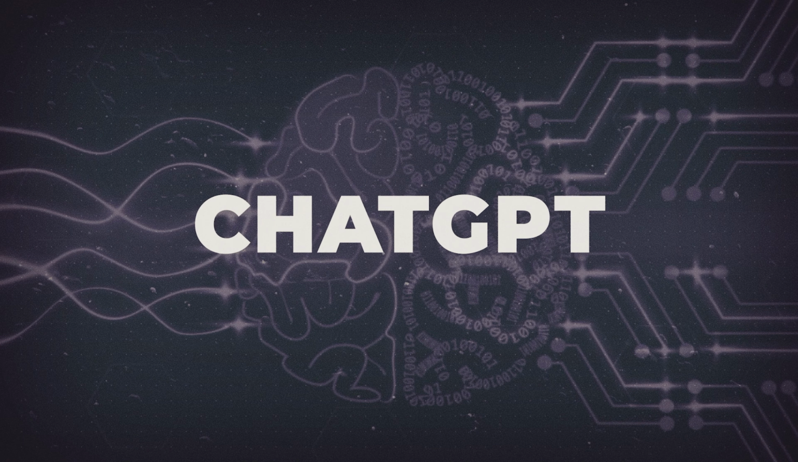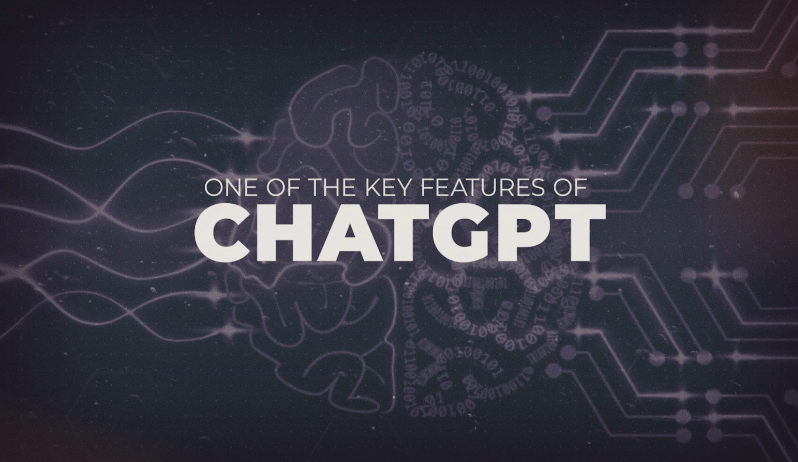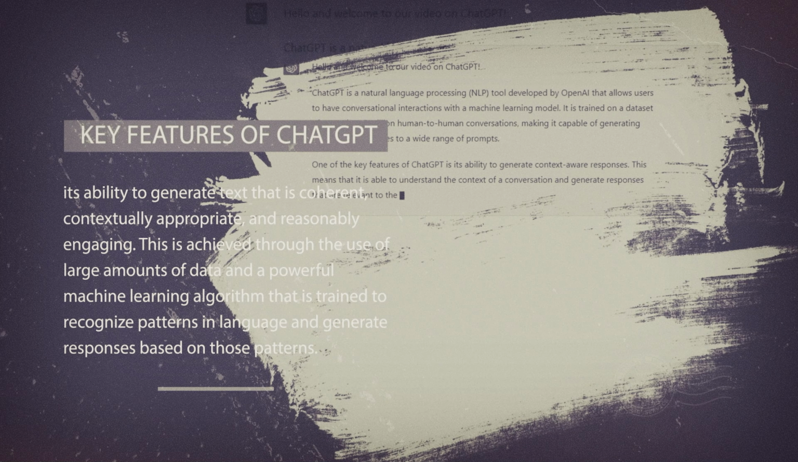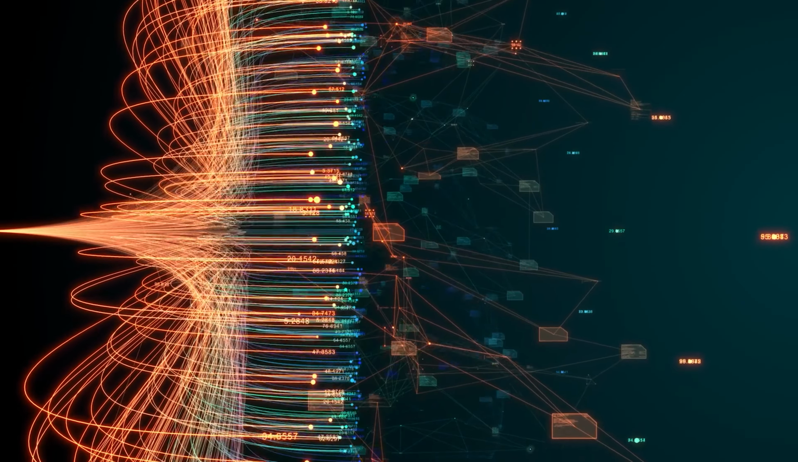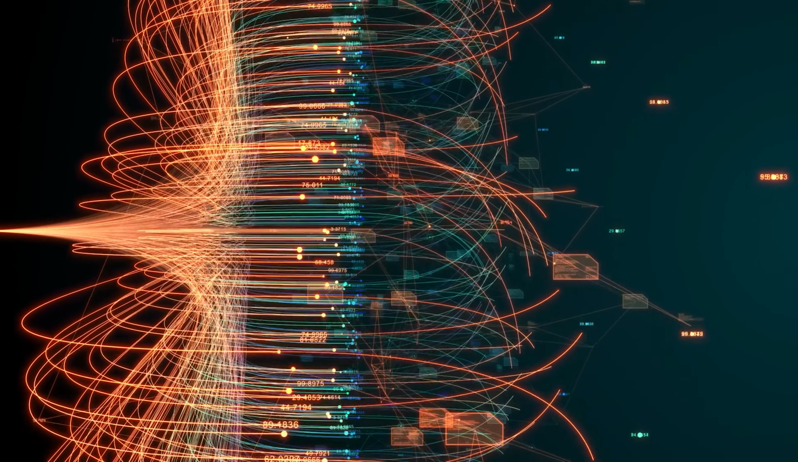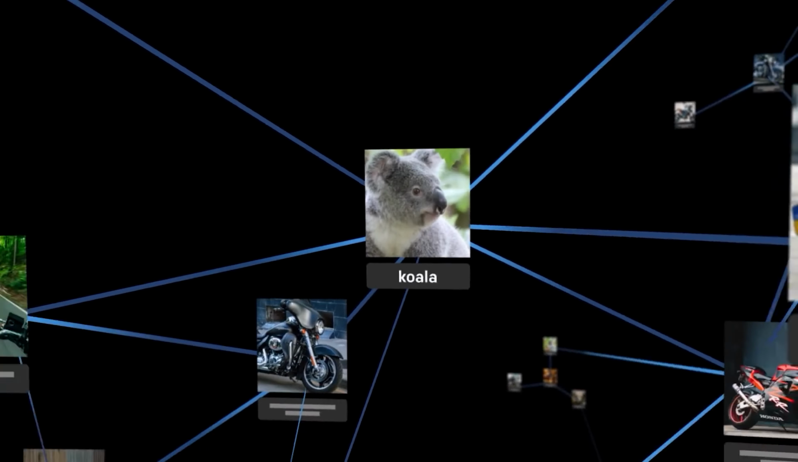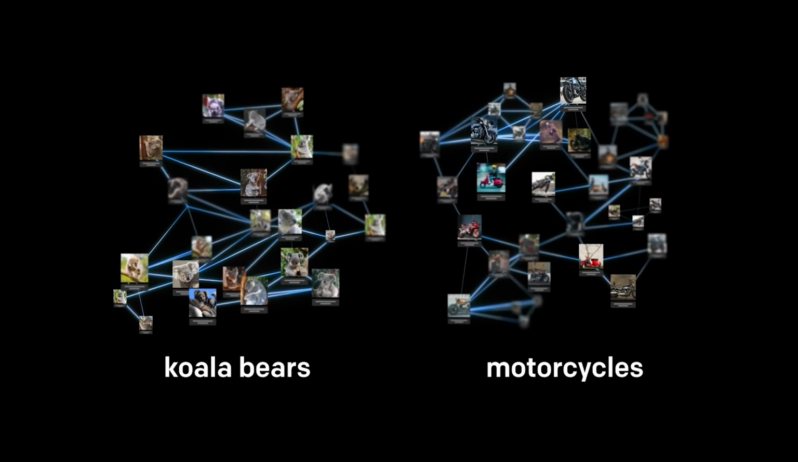One of the key features of ChatGPT is its ability to generate text that is coherent, contextually appropriate, and reasonably engaging. This is achieved through the use of large amounts of data and a powerful machine learning algorithm that is trained to recognize patterns in language and generate responses based on those patterns.